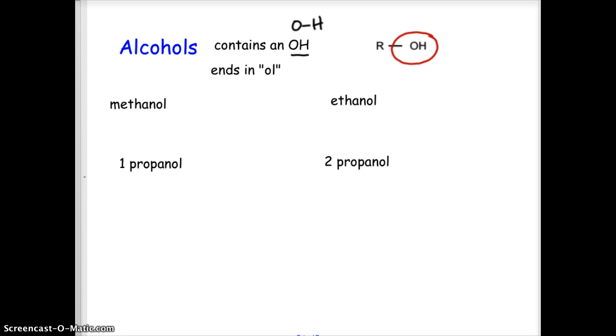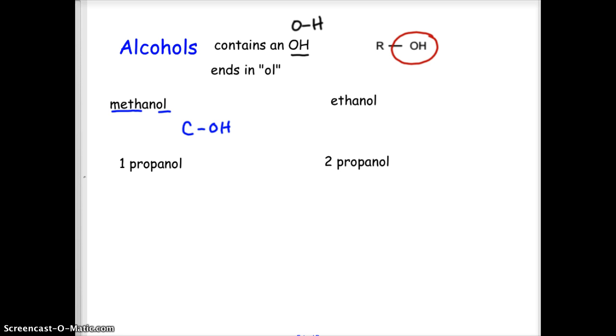So methanol, again, we look at the meth meaning one carbon, OL meaning that it is an alcohol. So if it's an alcohol, it has to have that OH group in it. So you're going to draw one carbon, and then you're going to draw that OH group. And that is the molecular structure for methanol.